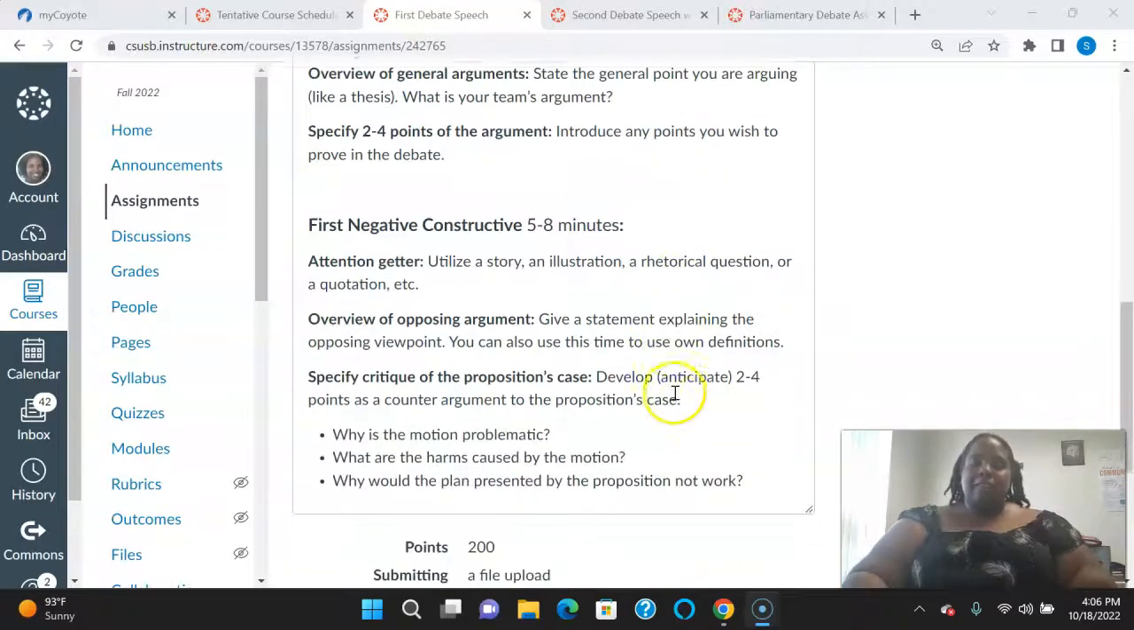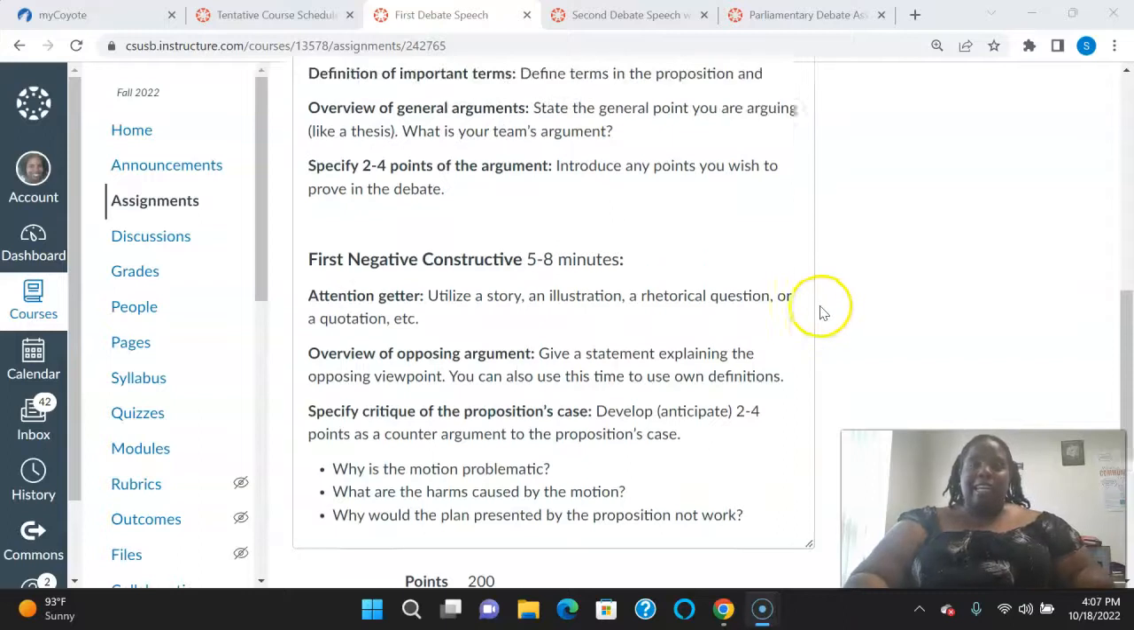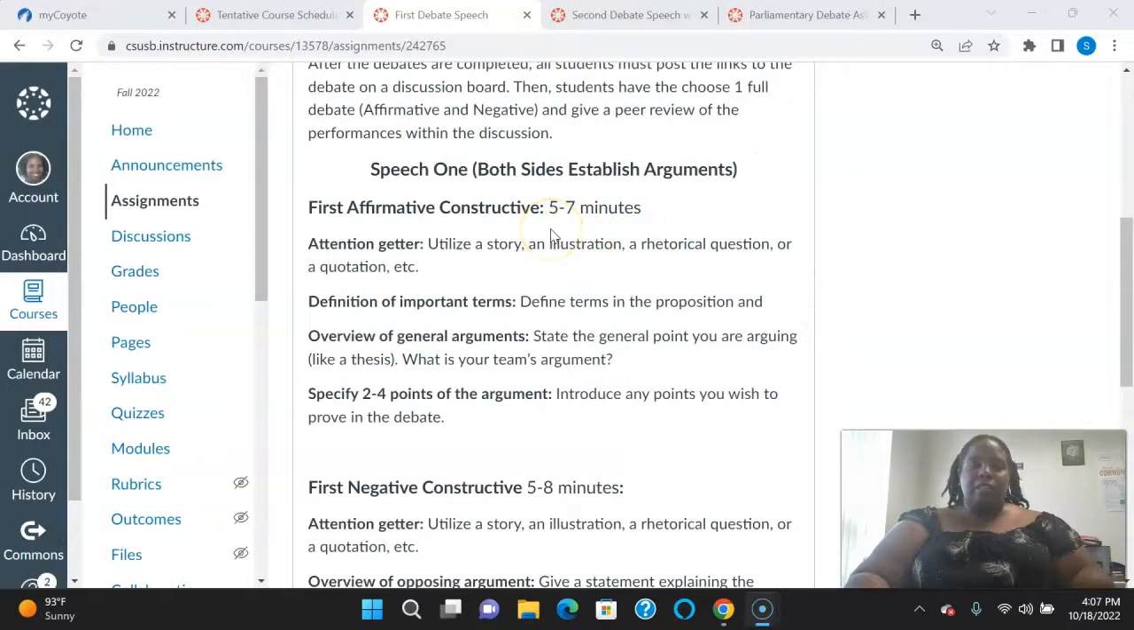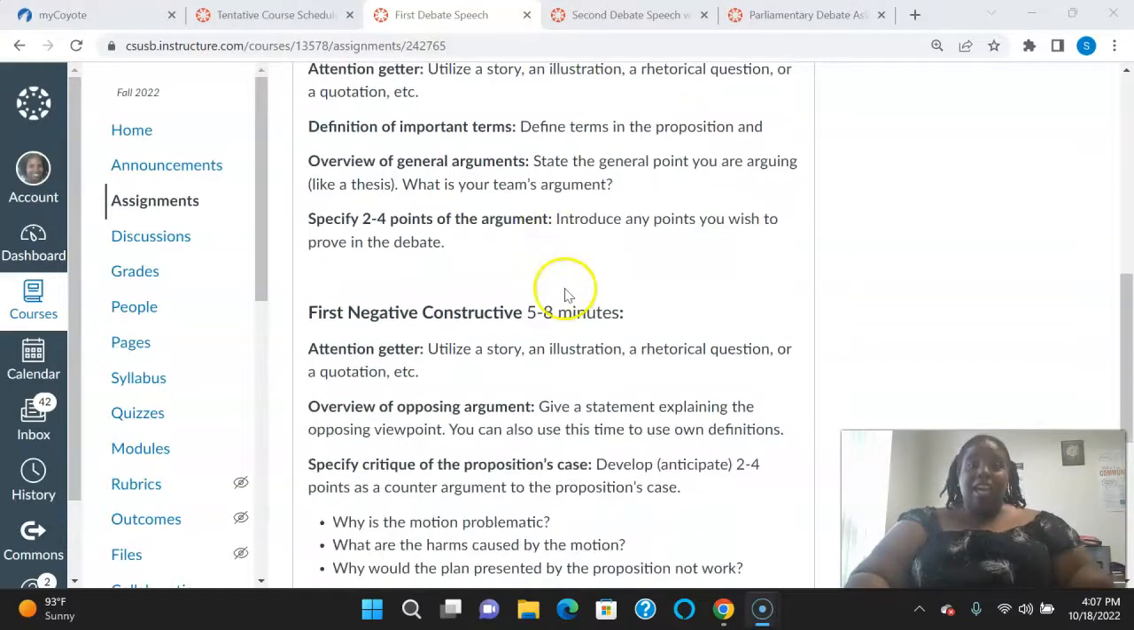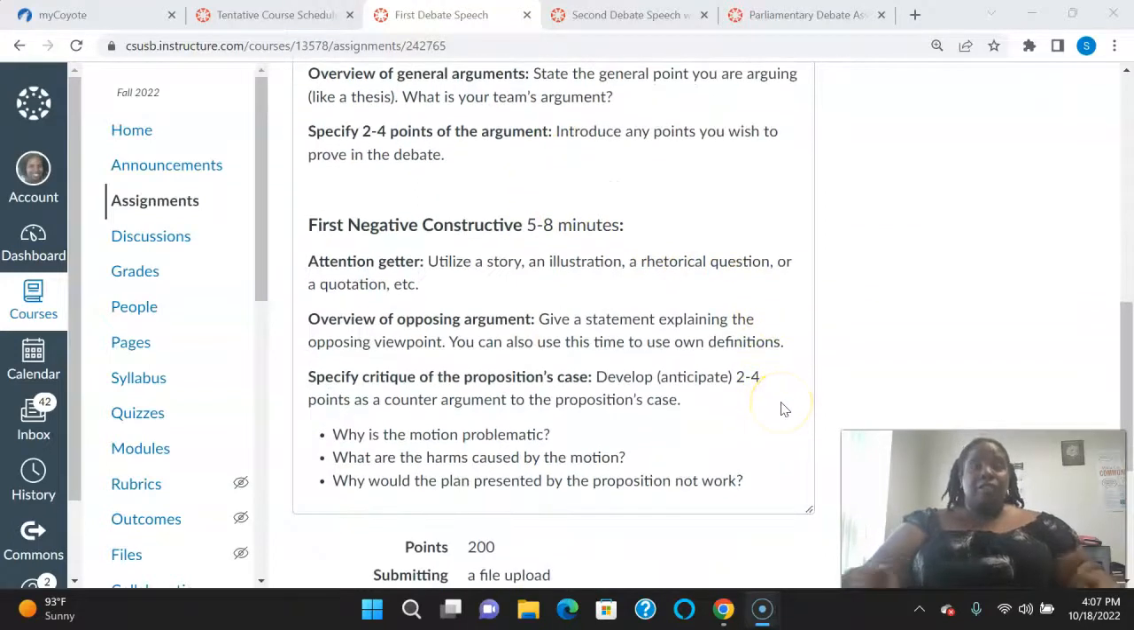If you're assigned negative, you're going to be doing the opposite. Now, we aren't in a live situation where we're speaking or responding to each other. But as the first negative constructive, although you might not know exactly what the affirmative constructive is going to say, in your research, you're going to research why the proposition is supported and anticipate what they will say.